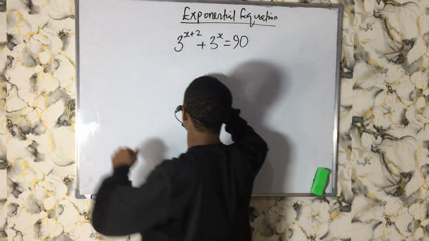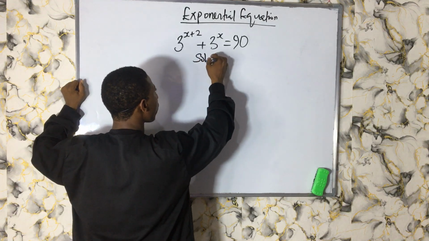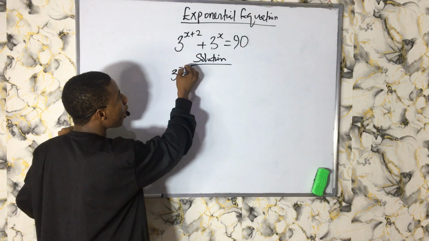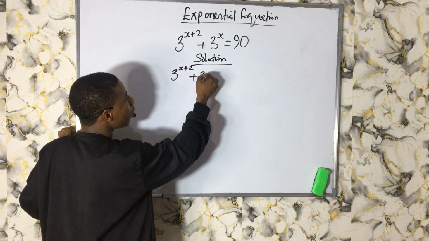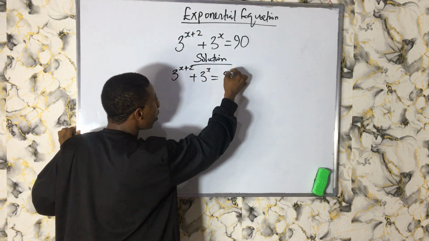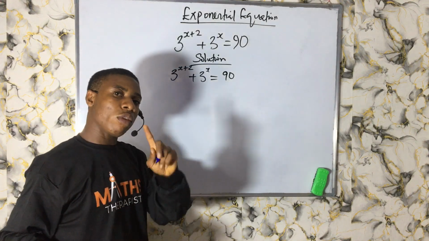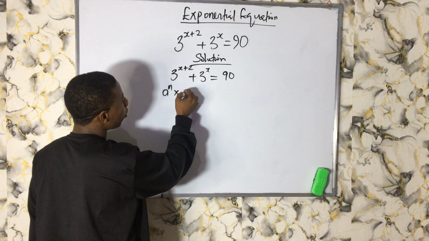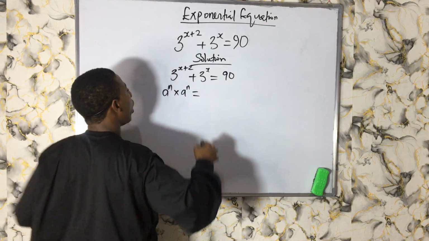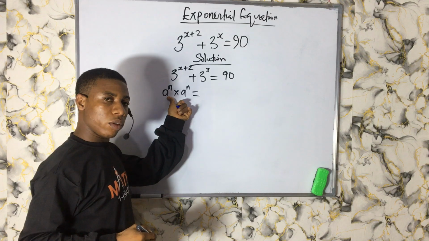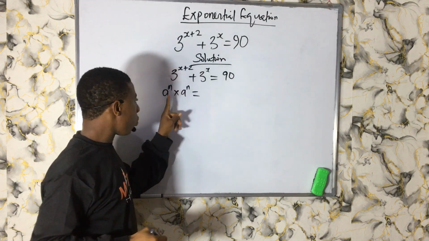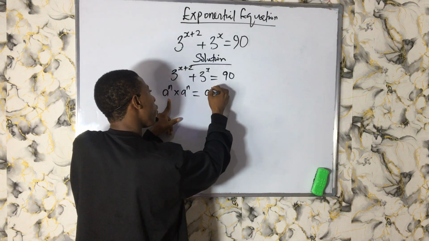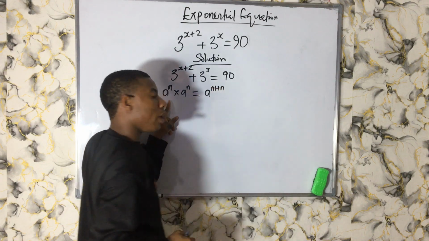We start with the solution. The question implies 3 raised to the power x plus 2 plus 3 raised to the power x equals 90, right? Now, one of the laws of indices states that if we have something like a raised to the power m times a raised to the power n, since we have the same base, we pick one of them, then we add their exponents, which are the powers. So this is going to be a raised to the power m plus n.